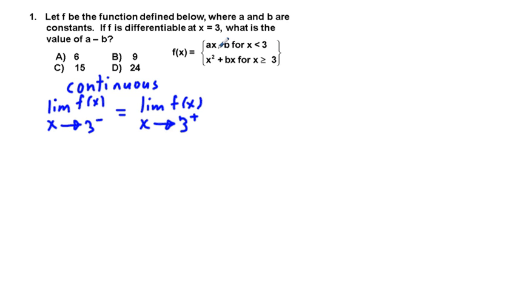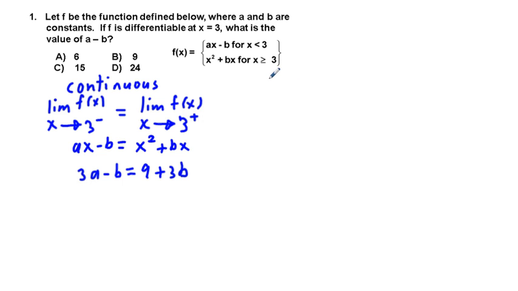On the left side, we have this ax minus b. So I'm going to put this ax minus b on the left side equal to the right side, which is x squared plus bx. And now we're going to substitute in that 3. So ax is going to be 3a minus b equals x squared, and that's going to be 3 squared, or 9, plus bx, well, that's going to be 3b. So we have one equation, but 2 unknowns.